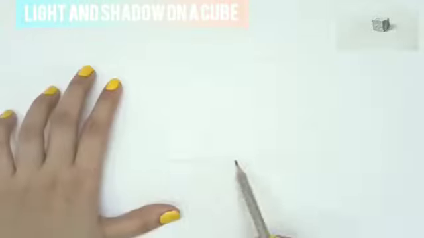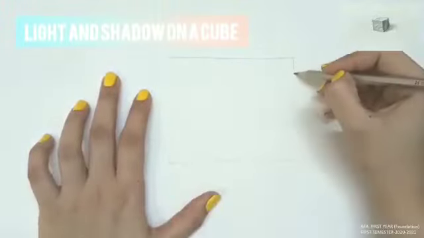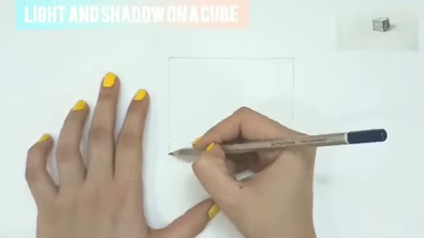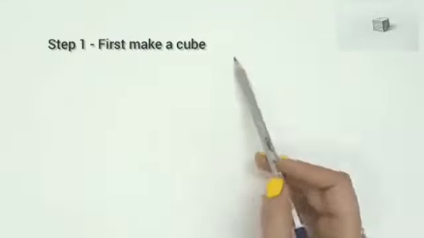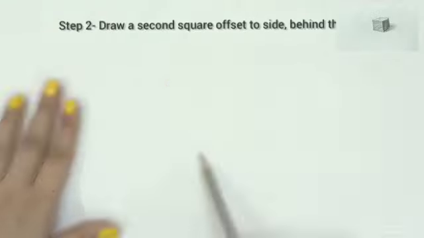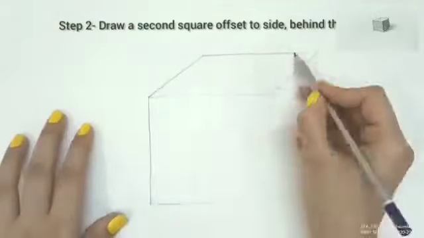Light and shadow on a cube. Draw a square. The two vertical sides are parallel and the two horizontal lines are parallel too. Draw a second square offset to the side behind the first.